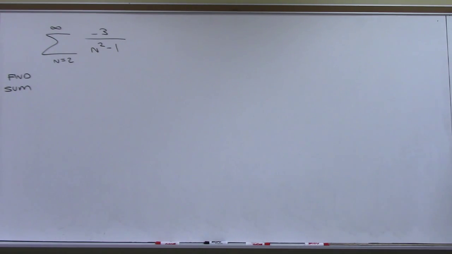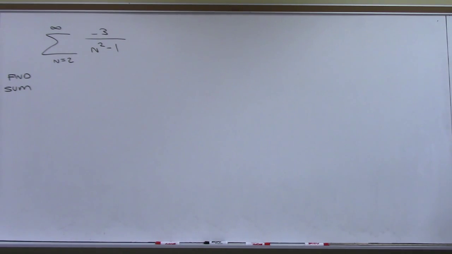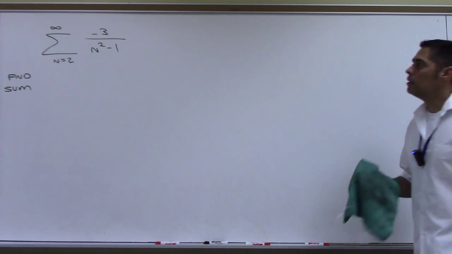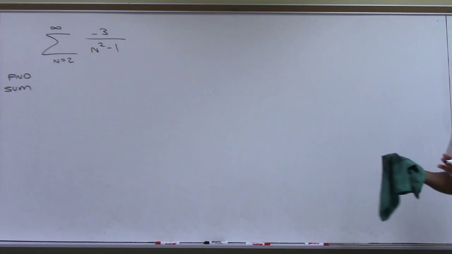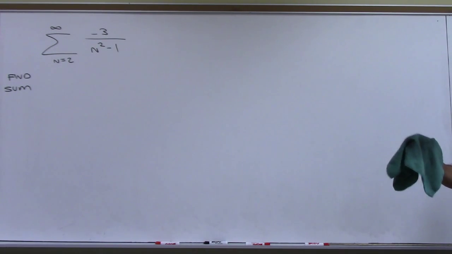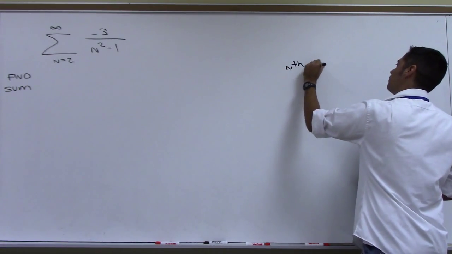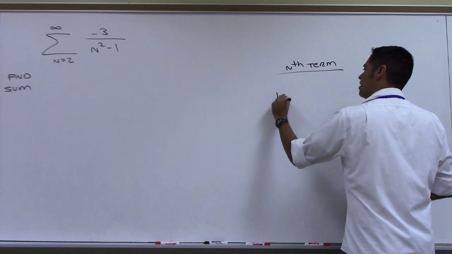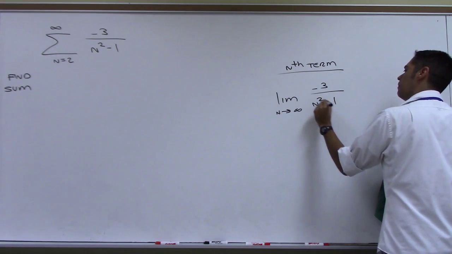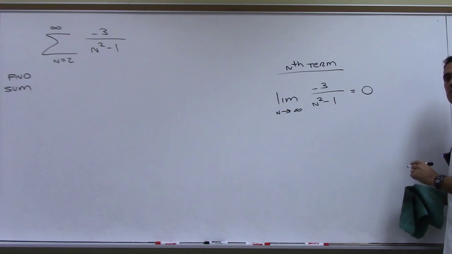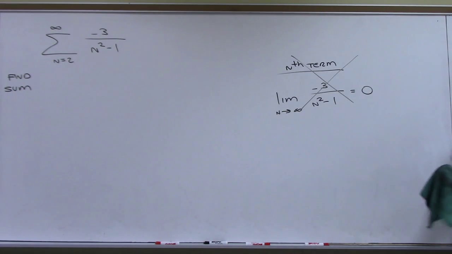Good. So what now? So you want to do the nth term test, just to start, to make sure it's not easy? What's the limit as n goes to infinity of negative 3 over n squared minus 1? It's 0. What does that tell us? It doesn't tell me anything. So that failed, but that's okay. At least I know it wasn't easy right off the bat, right?